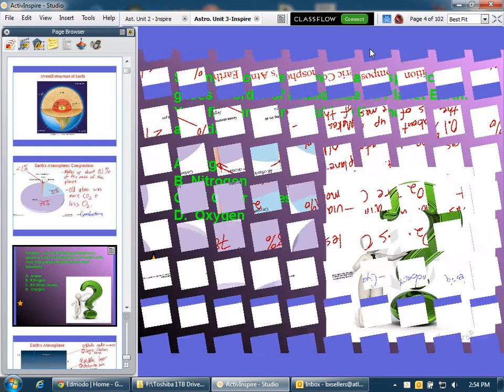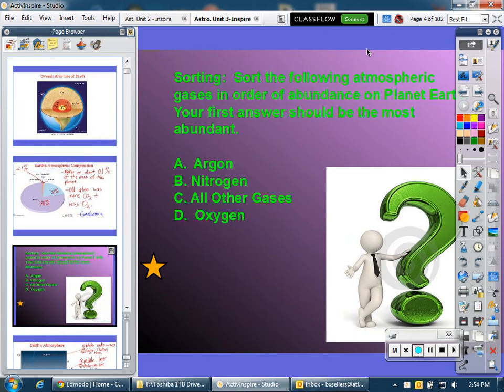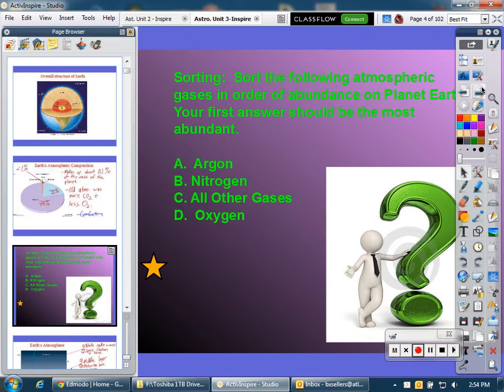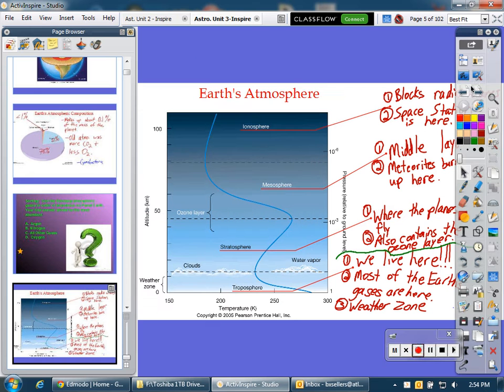Okay, let's move on past this. It's a good little question. You might want to check that out. Abundance of gases. See if you know that one for the old test.